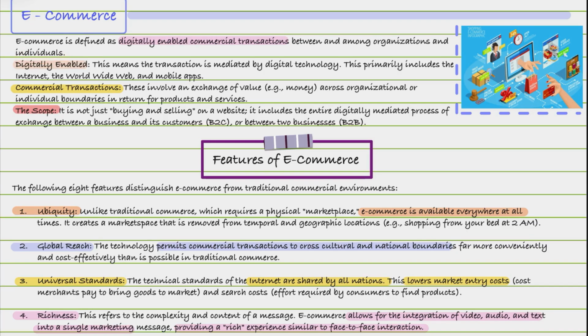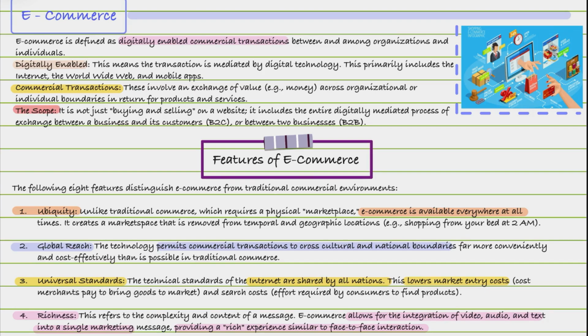And now there are 3 keywords in this. First is digitally enabled. Okay, so this means that the entire transaction relies on digital tech. It relies on the internet, the web, right, and mobile apps as well. Alright, so if there is no digital medium, there is no e-commerce.